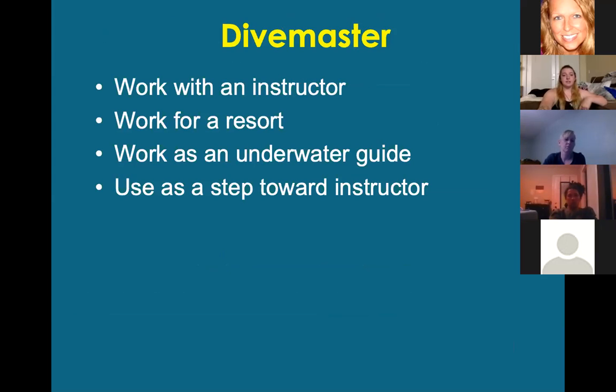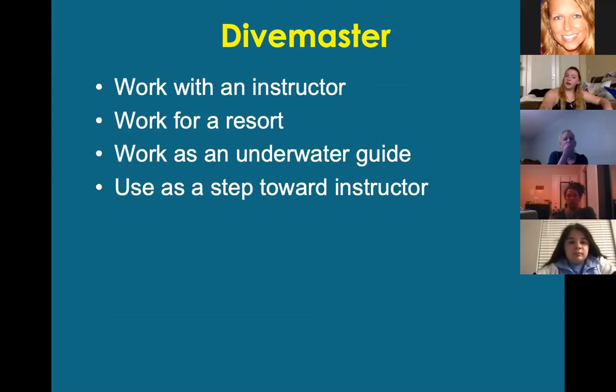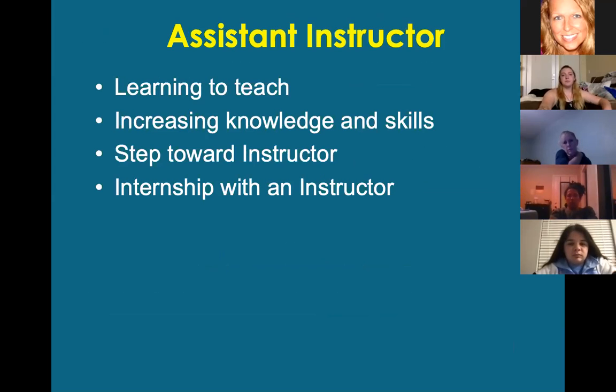And dive masters get to work with an instructor or work for a resort, or they get to work as an underwater guide. And you use this as a step towards instructor. And then with assistant instructor, this is where you start learning to teach and increasing your knowledge and skills, as a step towards instructor. And this is also where you're going to do an internship with an instructor.